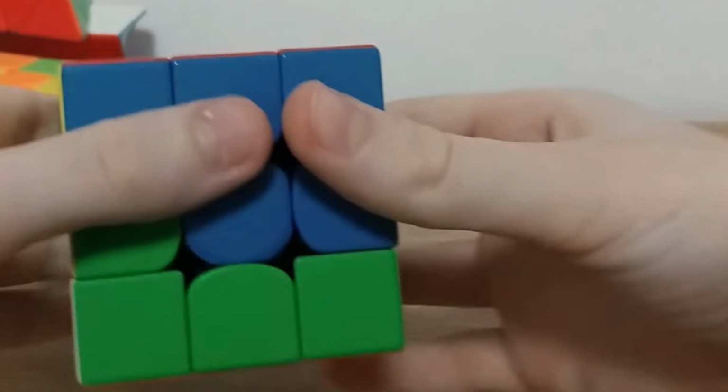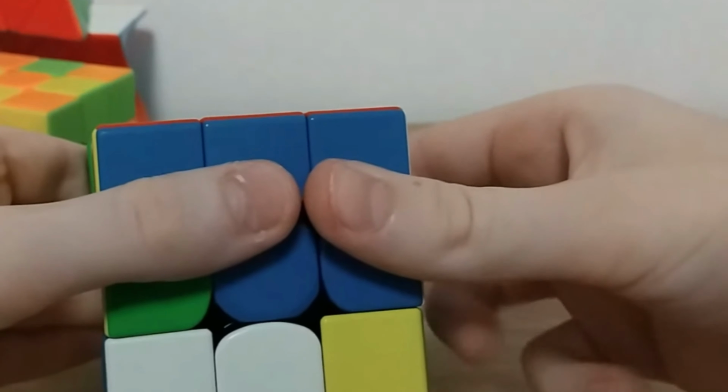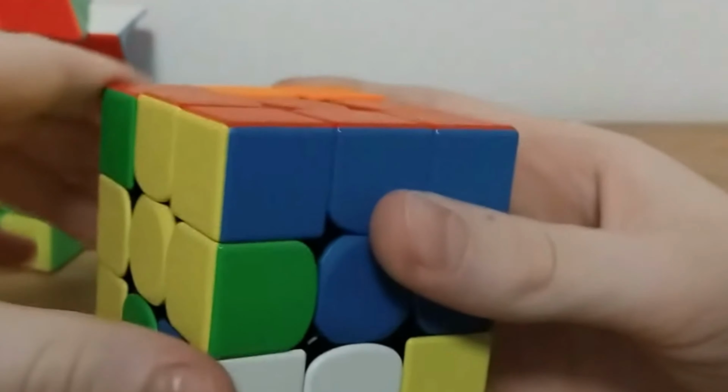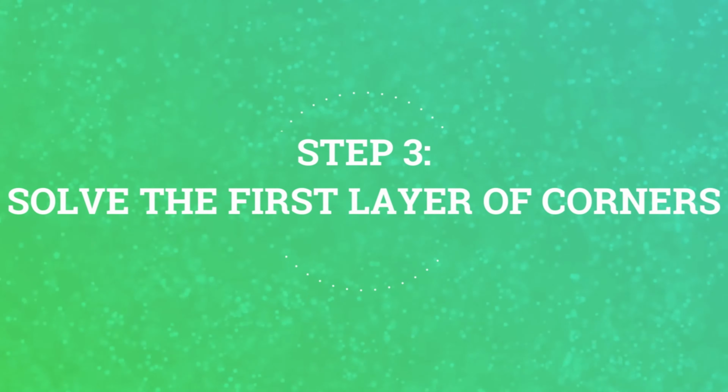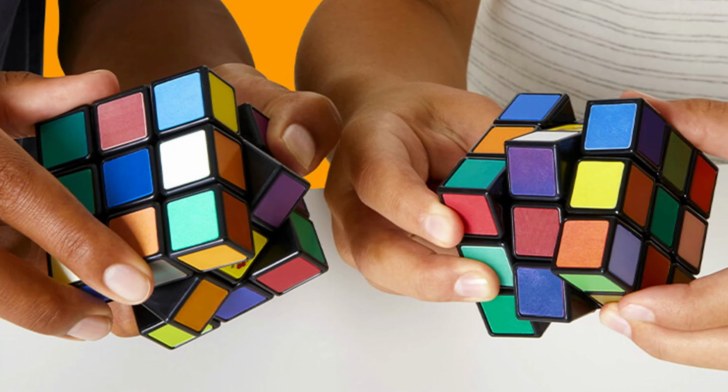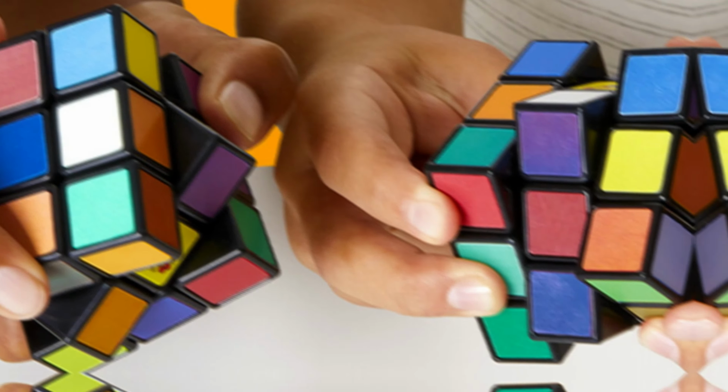Repeat this process for all 4 white edge pieces until they form a white cross on the top face. Step number 3. Solve the first layer of corners. Next, solve the corner pieces of the first layer.